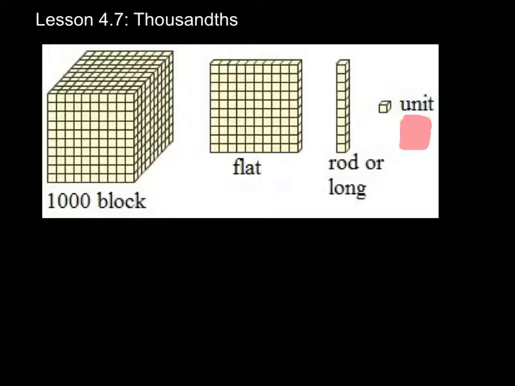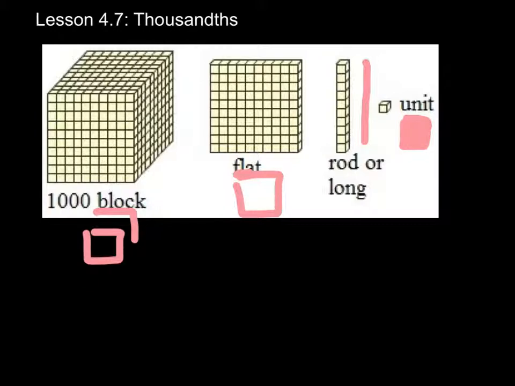The symbol for a rod, or we've been calling it a long, is a straight line. The symbol for the flat is a square that is not shaded. That square is bigger than the square for a cube. The symbol for the 1000 block is now going to be a square, not shaded, with an upside down L. We go across the top and down the right side. These are the symbols that we are going to use to represent our base 10 blocks.